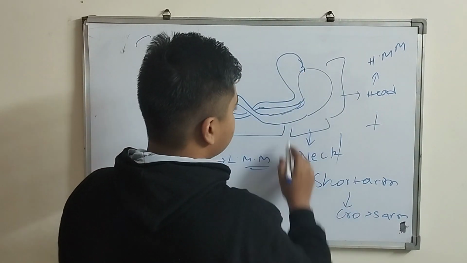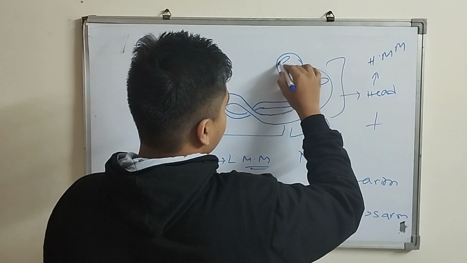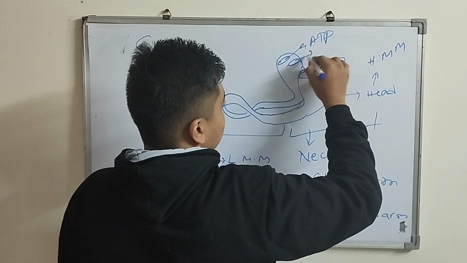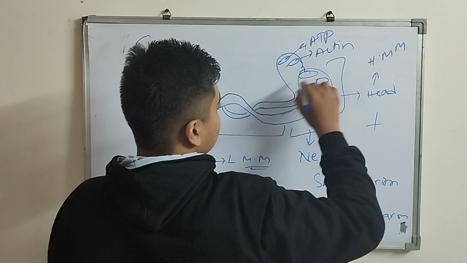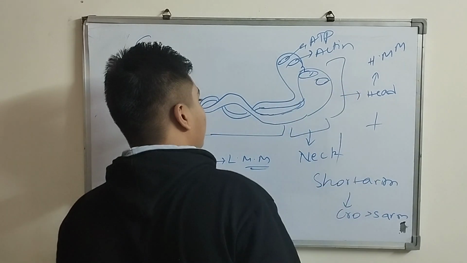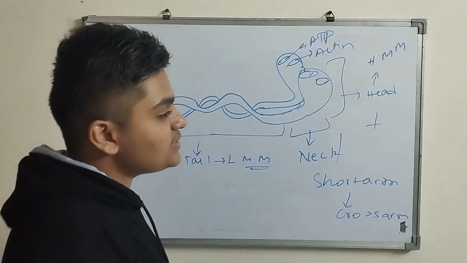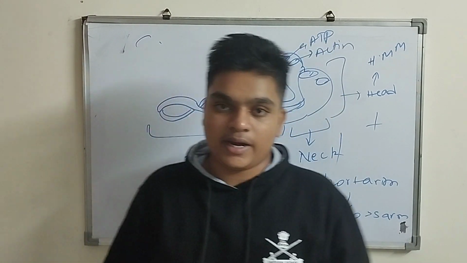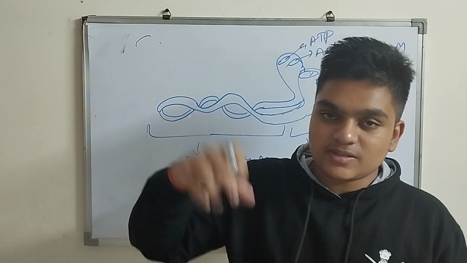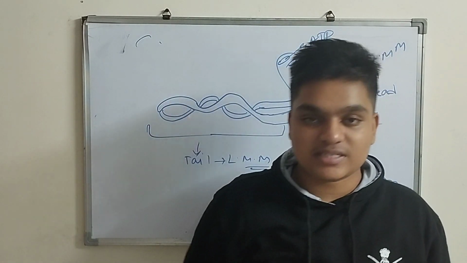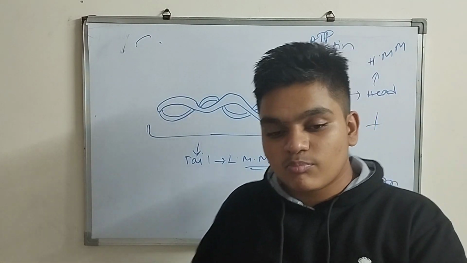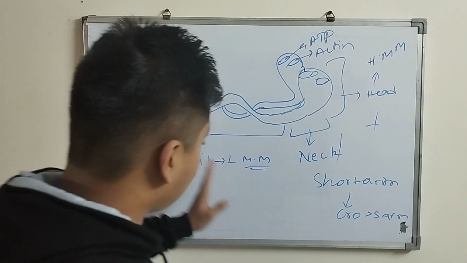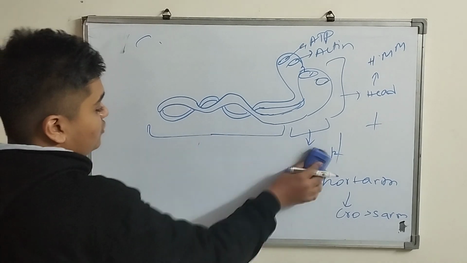Now the story is that this contains two very important binding sites: the ATP binding site and the actin binding site. The actin binding site binds to the actin filament, and the ATP binding site is where the ATP sits and helps in providing the power stroke and recovery strokes. This is the structure of myosin which we have to remember.